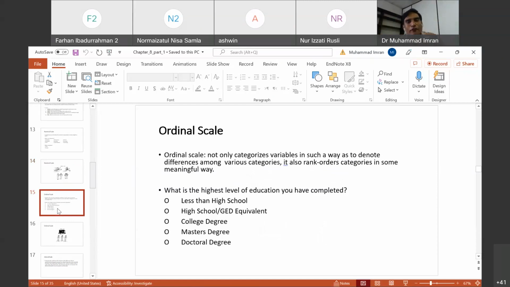What is the highest level of education you have completed? First, we give the category, education. Then, what is the level of your education? This is the category. Suppose less than high school, or we can also say primary school, high school, college, master, and doctoral. This is the rank now. Which one comes first, doctoral degree or less than high school? And which one is higher, less than high school or the doctoral degree? Can you give me the answer, group number 3?